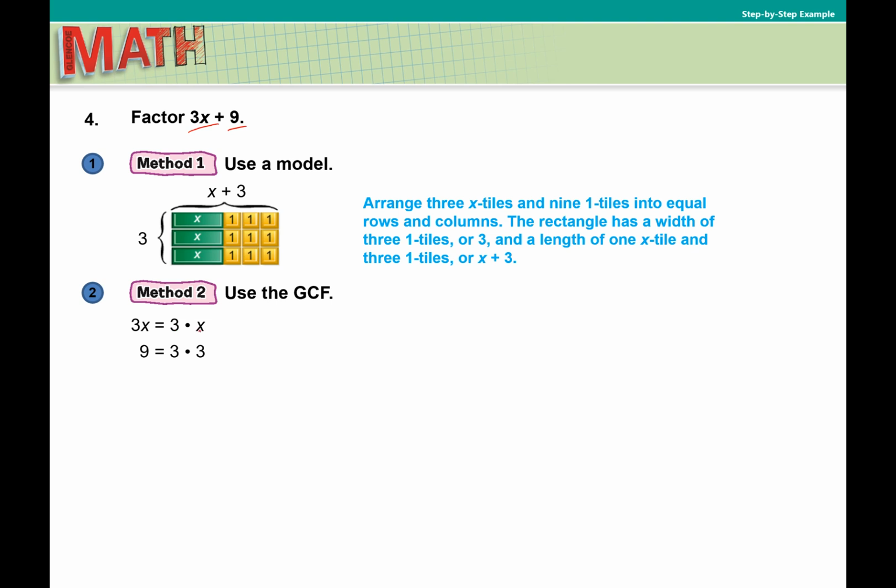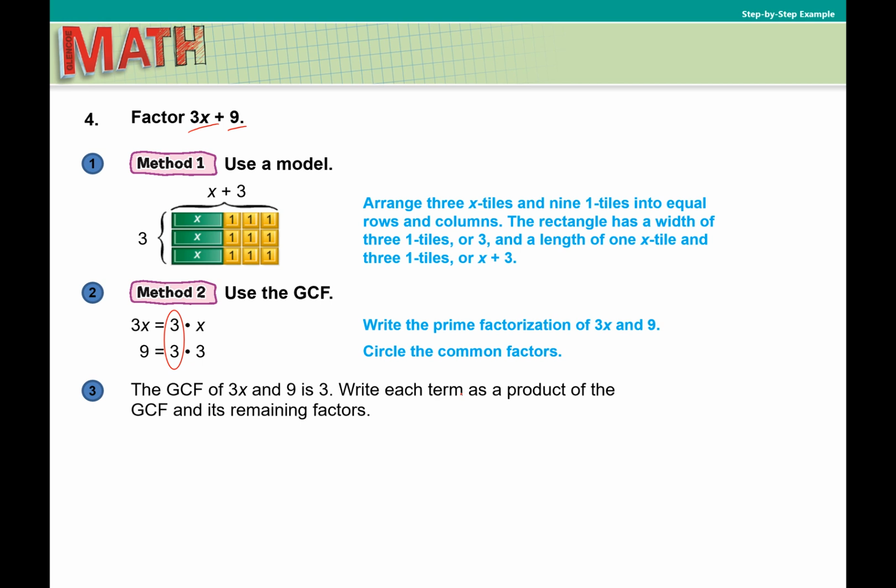Okay, so this is just expanding out the different terms that are in that expression. 3x is 3 times x. 9 is 3 times 3. Okay, and then you circle the common factors, which is, in this case, 3. So the greatest common factor of 3x and 9 is 3. So we will write each term then, each of these terms, as a product of the greatest common factor and then whatever its remaining factor is. Okay, so in this case, 3 is our greatest common factor.